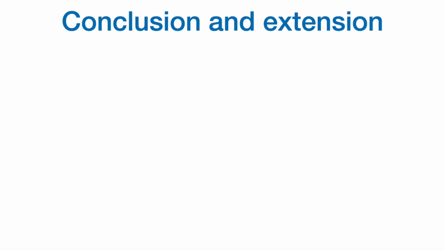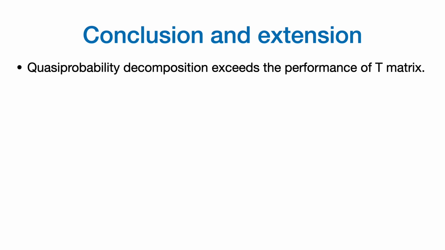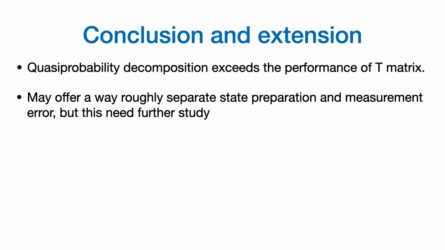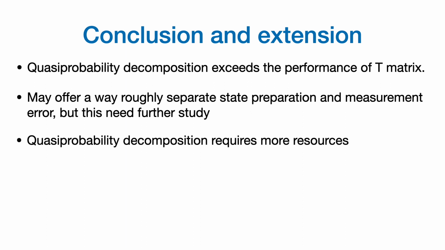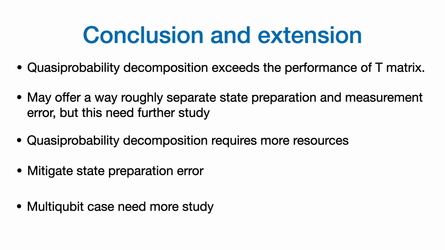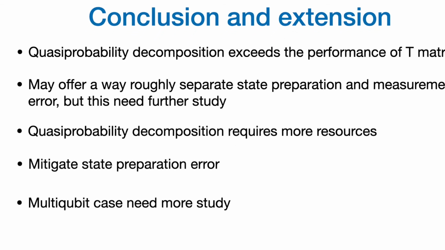Based on our current study, we can see that quasi-probability decomposition exceeds the performance of the transition matrix, but it also requires more resources. It may offer a way to roughly separate the state preparation and measurement error, but this needs further study. We need more investigation on mitigating state preparation error. And neither transition matrix methods nor these methods is scalable, so the multi-qubit case needs more study.